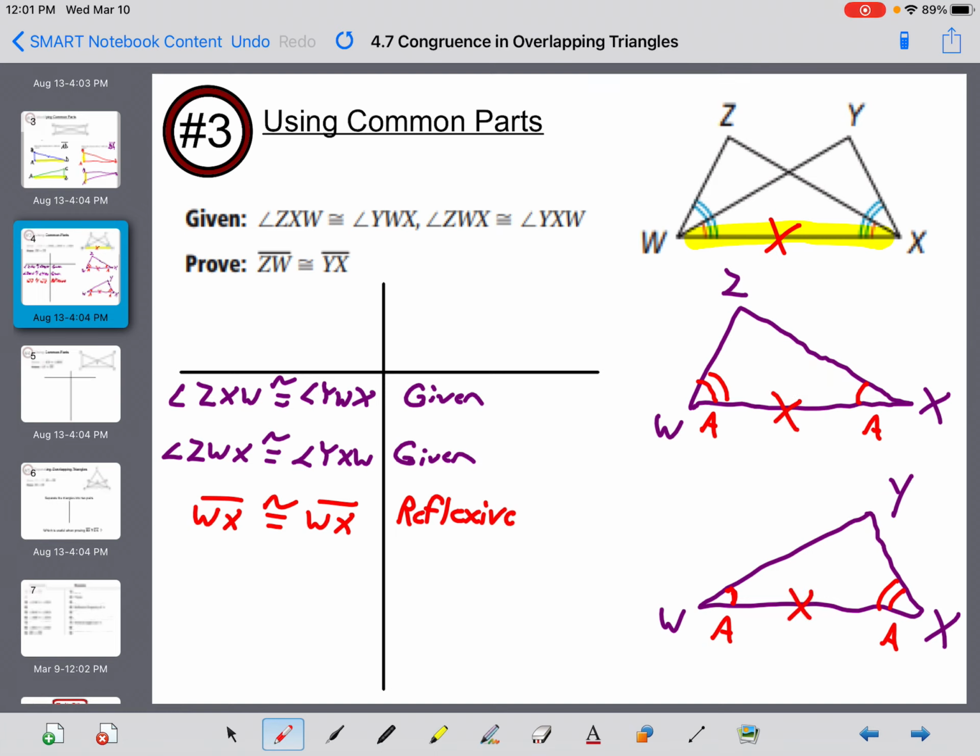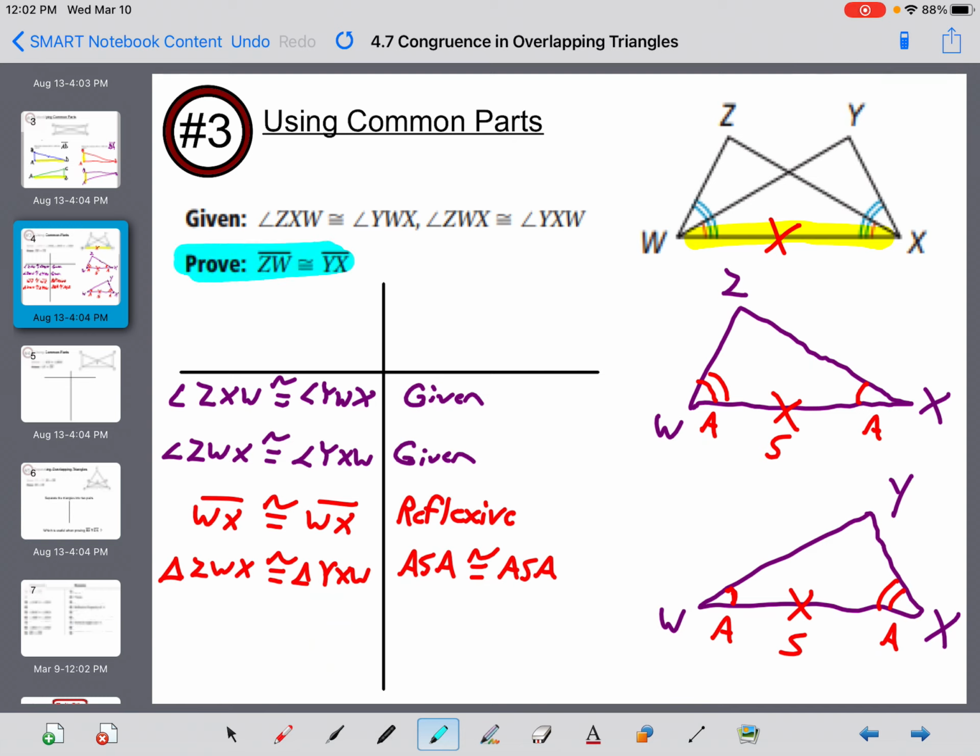So what I'm seeing now is that triangle ZWX is congruent to triangle YXW. And the reason being, from what we're seeing on the right-hand side, is angle side angle is congruent to angle side angle. Now, in the past, we would have stopped at this statement, but that's not what they're asking us to prove this time. They're asking us to prove that ZW is congruent to YX.